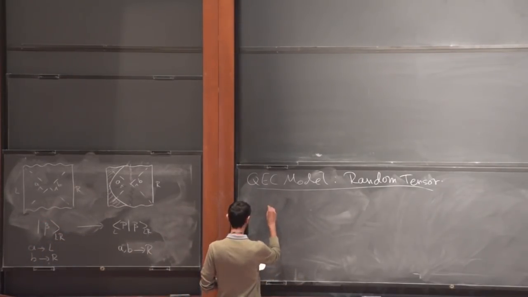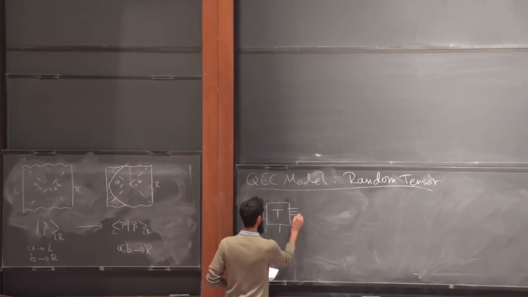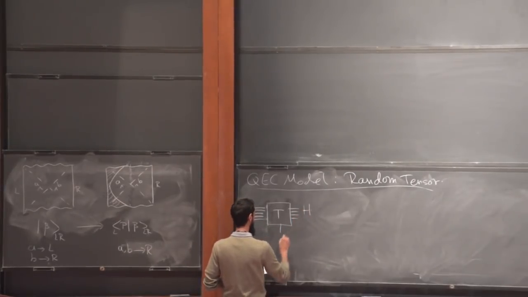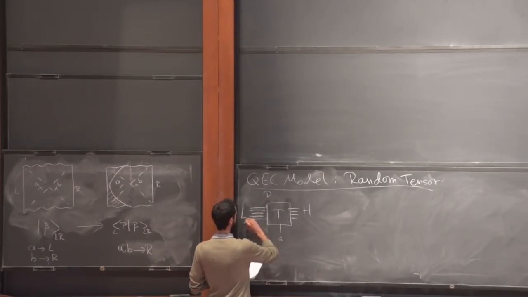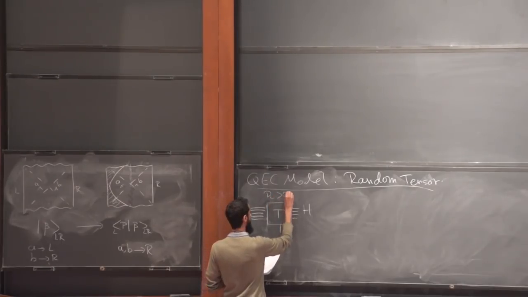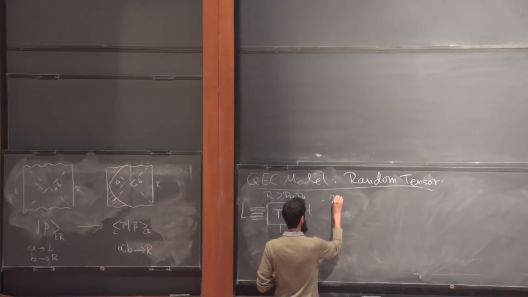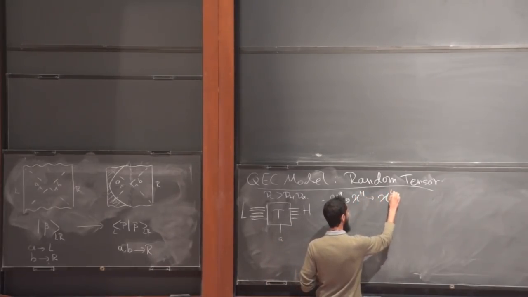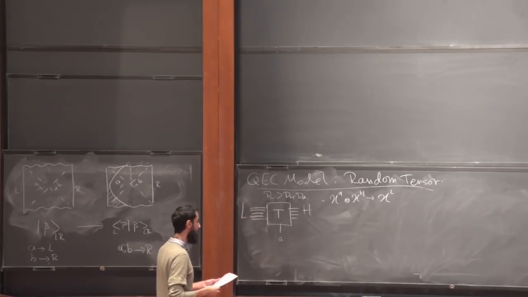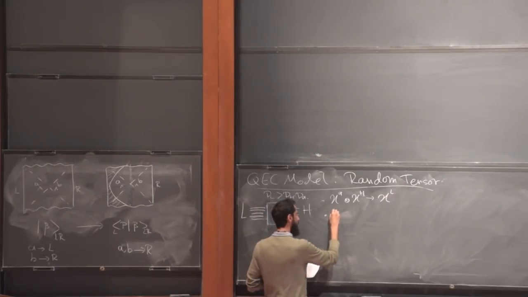Okay, so let's consider. So here's a random tensor. It has a bunch of legs. Let's call these legs L, these legs H, and this leg A. Provided that the dimension of the set of L is greater than the dimension of H times the dimension of A, these tensors give you an isometry from the Hilbert space of A cross H into some subspace of the Hilbert space of L.